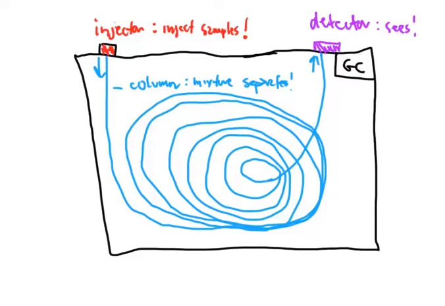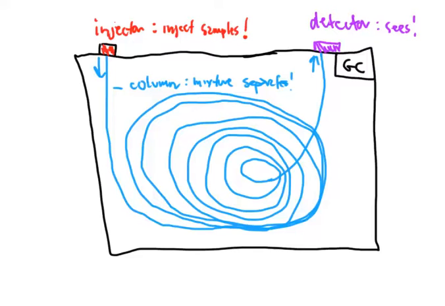Now, there are different types of detectors. There are different ways the detectors are made, and we'll talk about those as well. However, in order to have this system fully work and operate, what you need is something that will push the sample through. We have to push the sample through the injector. We have to push the sample through the column. And we have to push the sample into the detector in order for it to get recorded.